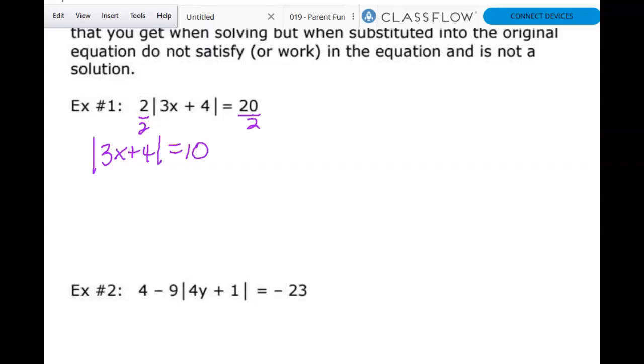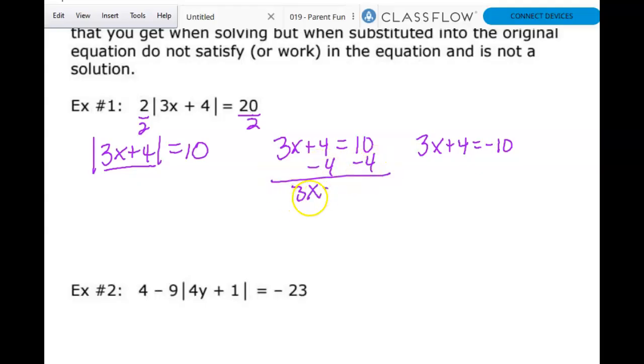Now is the absolute value isolated? Now the absolute value is isolated, so we want two equations. I'm going to take what's inside the absolute value, and we're going to use it twice. I'm going to have 3x plus 4 equals a positive answer. And then I'm going to write the 3x plus 4 again, and I'm going to set it equal to a negative number. I'm going to solve. So I get x is 2.